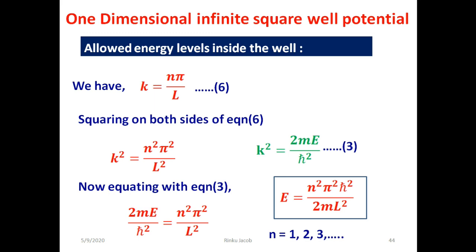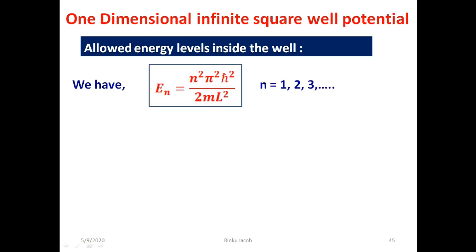This equation shows that the energy possessed by the trapped particle inside the well is quantized. It cannot take continuous values of energy. The allowed energy for the particle is given by this equation. Now we try to plot the allowed energy levels of the particle trapped inside the one-dimensional potential well. If the mass of the particle and the width L of the potential well is not changing, then the energy is proportional to n square.